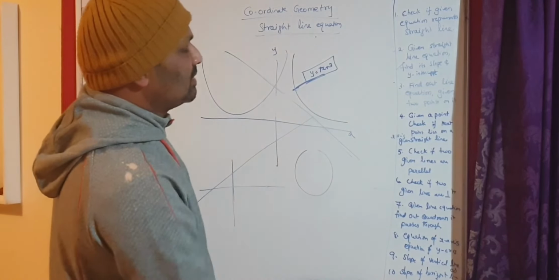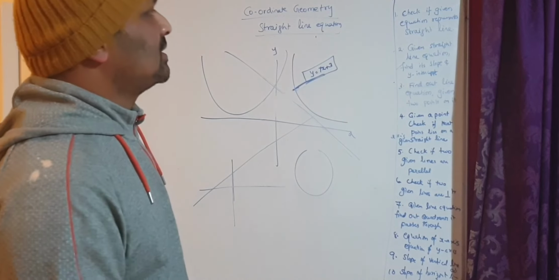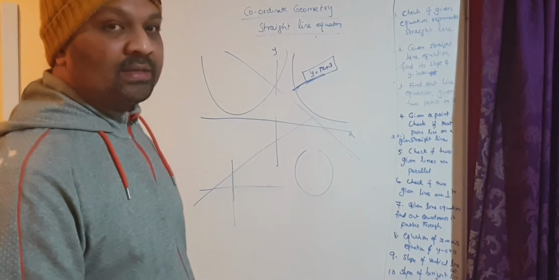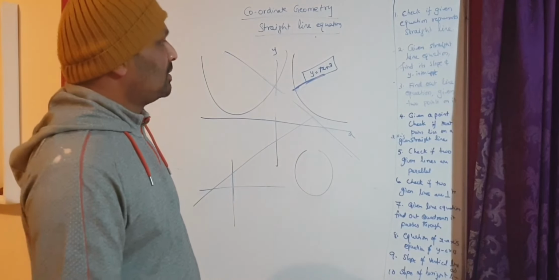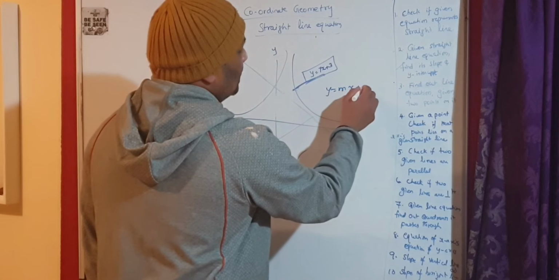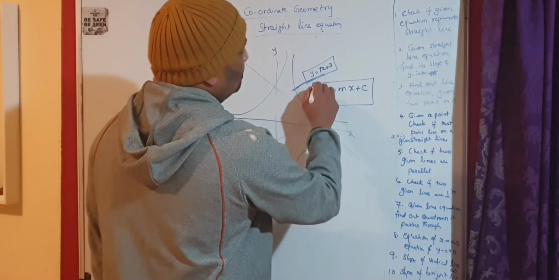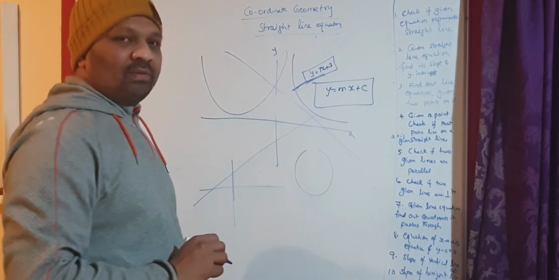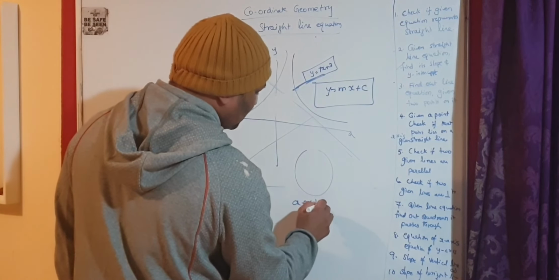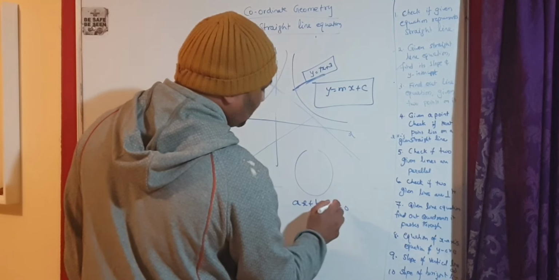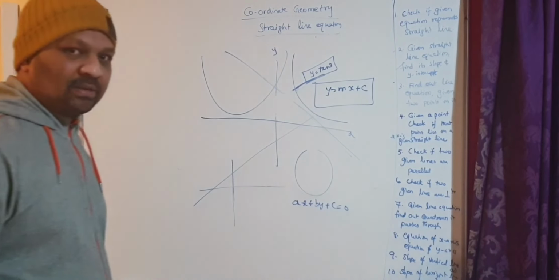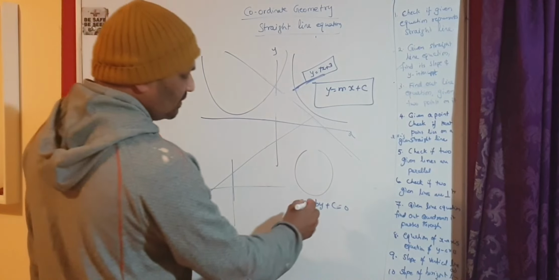Okay, these are the various things that we learned today. Check if a given equation represents a straight line or not. Given a straight line equation, find its slope and y intercept. Okay, so y is equal to mx plus c is the slope intercept form. It's a very popular form, and if any equation is given, for example, ax plus by plus c is equal to 0, you should convert it into y is equal to mx plus c.